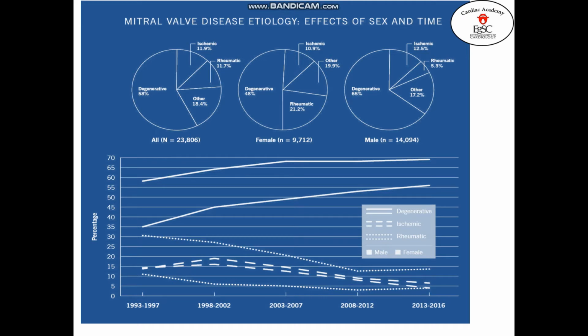The etiology of mitral valve disease in both male and female is changing over time. We can see from this graph that the ischemic etiology is declining, the rheumatic etiology is declining, but the degenerative etiology is increasing.